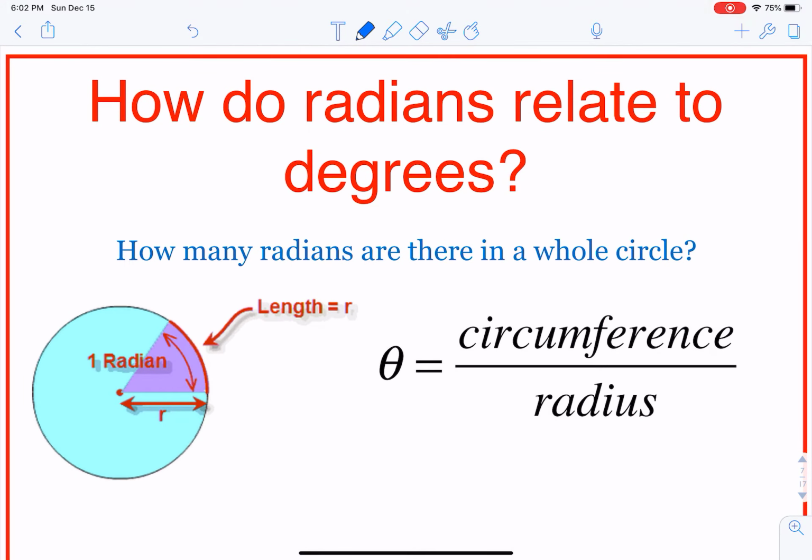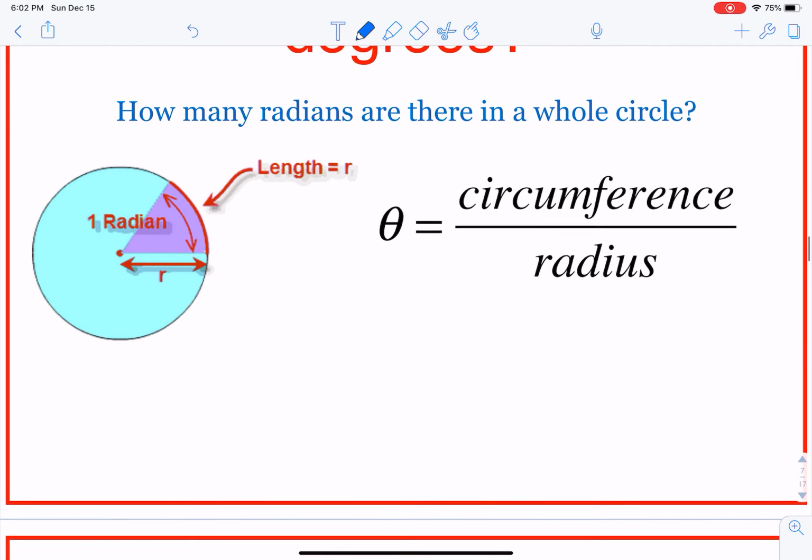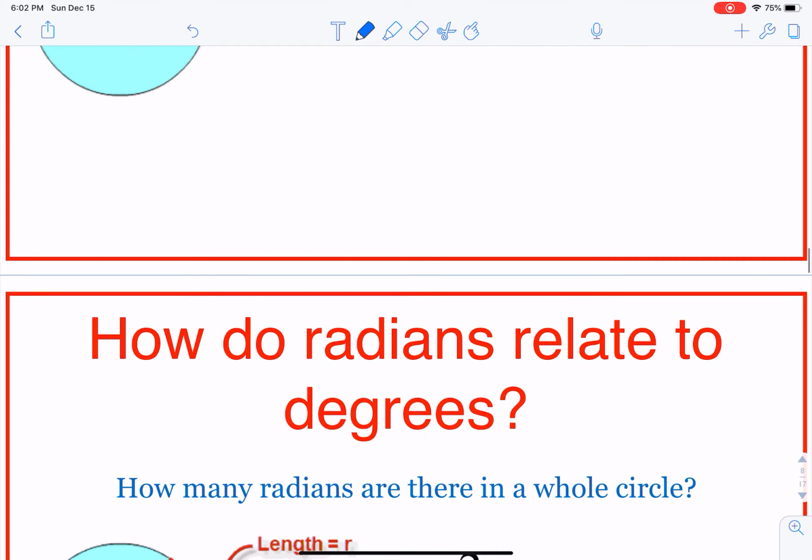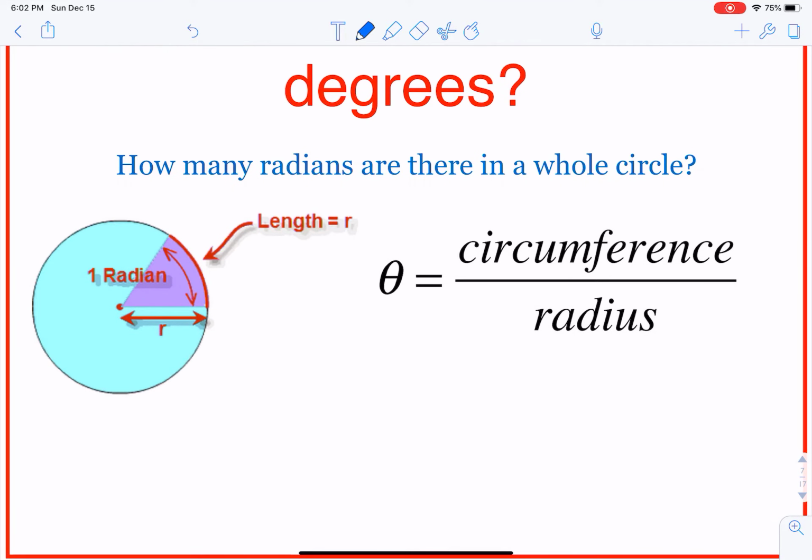So how do radians relate to degrees? When we're talking about a circle, and as we move forward with this trigonometry unit, we will use radians and degrees very interchangeably. So how do they relate to one another? How many radians are there in an entire circle? We know that there are 360 degrees in an entire circle, but how many radians can I fit in one circle? So we can think about it as the angle is the circumference divided by the radius here.